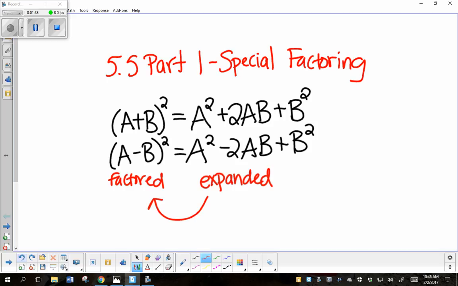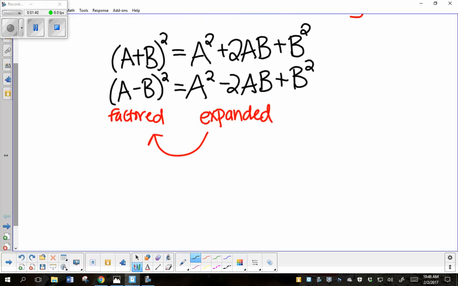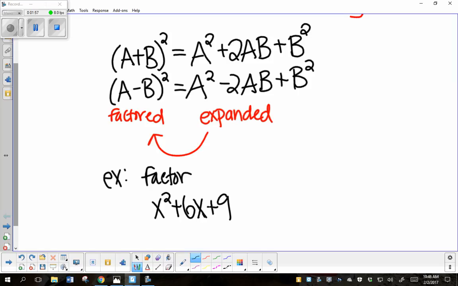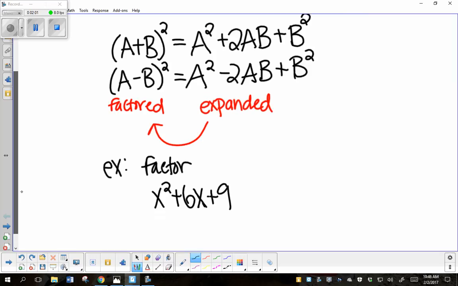So let's do a quick example while we're looking at these shortcuts. Let's start with a really simple one. If I gave you a problem to factor and it was x squared plus 6x plus 9, you could think of it your old way of factoring: what multiplies to 9 and adds to 6? And it would still work, but we just want to look at why it works right now.